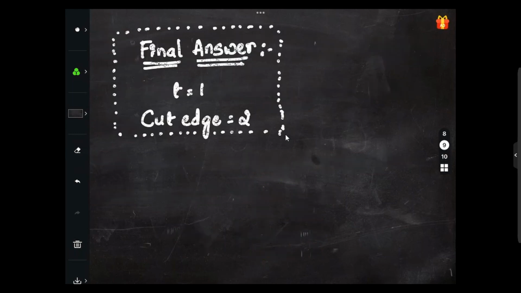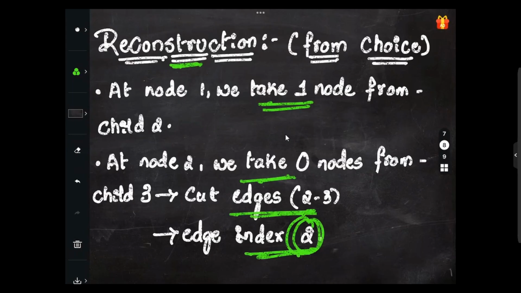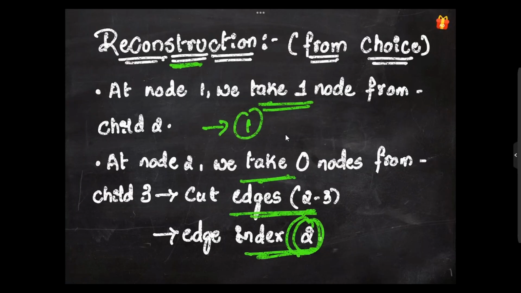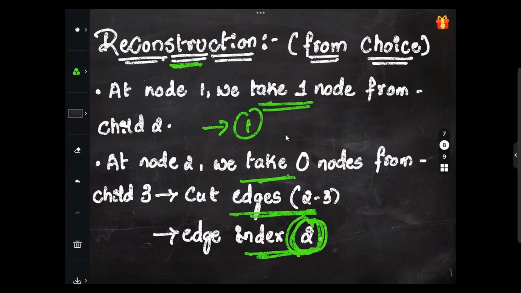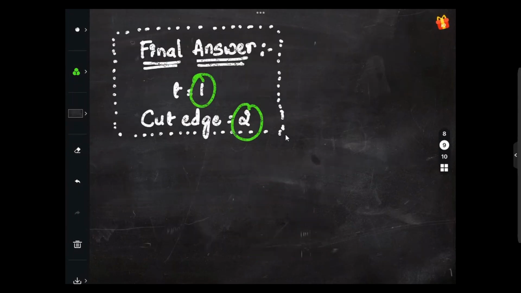This is fine. The final answer that we got here is, so t equals 1, right? At node 1, we take one node from child 2. At node 2, we take 0 nodes from the child 3. Cut edge is from 2 to 3, so edge index is 2. So we have to go with the index, right? So the cut edge we will be considering is 2, and t equals 1 because at node 1 we take one node from the child 2. So the t is 1 and the cut edge is 2.